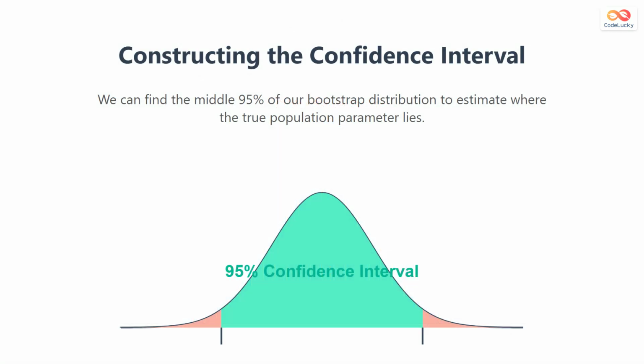Now we can use that distribution to create a confidence interval. A common method is to look at the middle 95% of the Bootstrap statistics. We cut off the bottom 2.5% and the top 2.5%. The range that remains gives us a solid estimate of where the true population parameter lies, with 95% confidence.